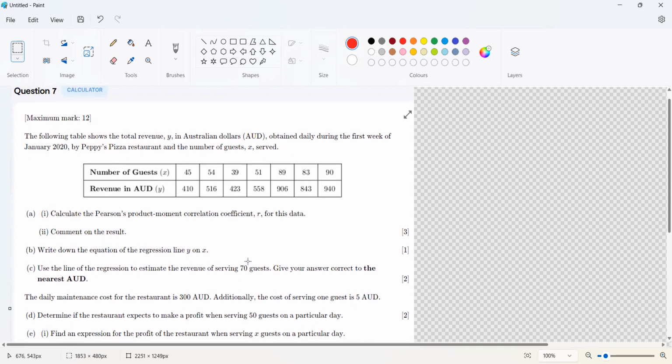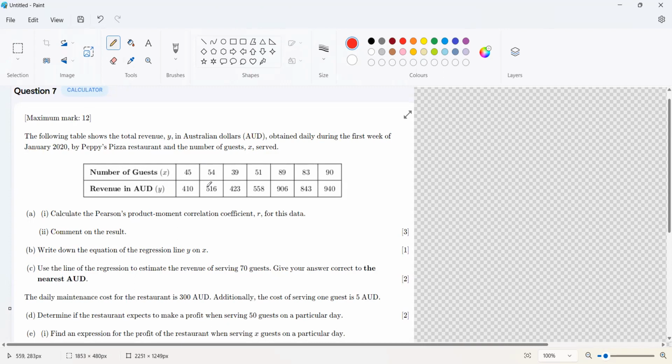The following table shows the total revenue Y in Australian dollars obtained daily during the first week of January 2020 by Pizzy Pizza restaurant under the number of guests X served. Calculate the Pearson Moment Correlation Coefficient. That is list 1, number of guests, list 2, revenue obtained.